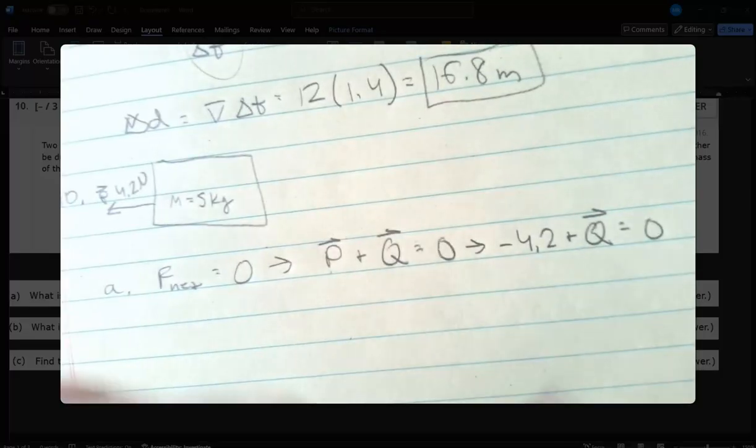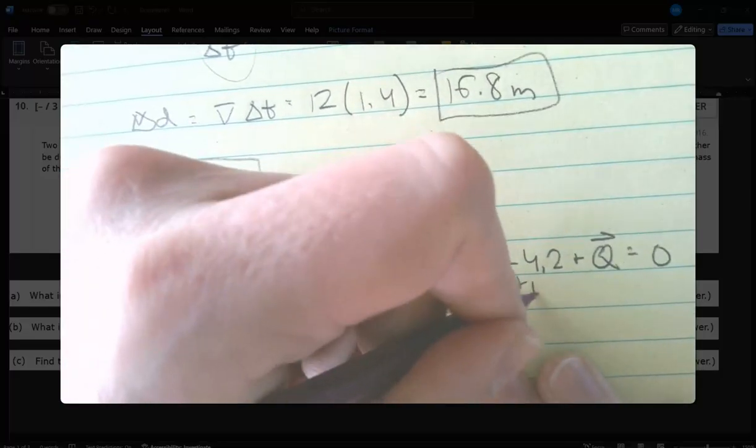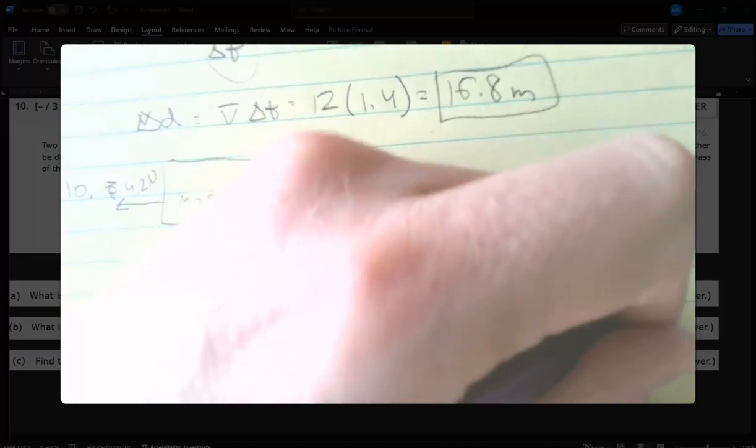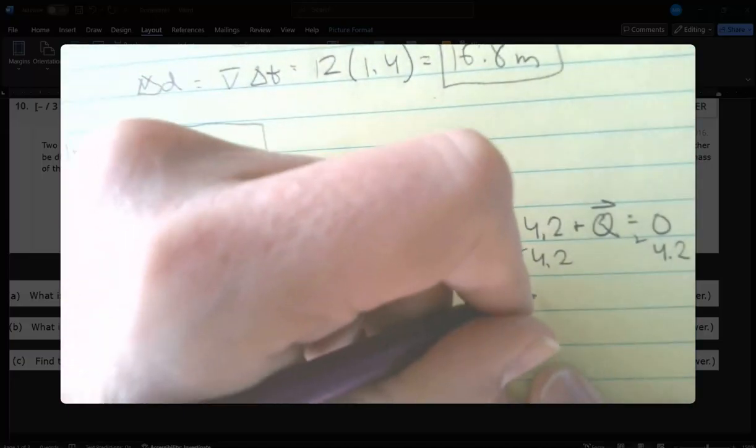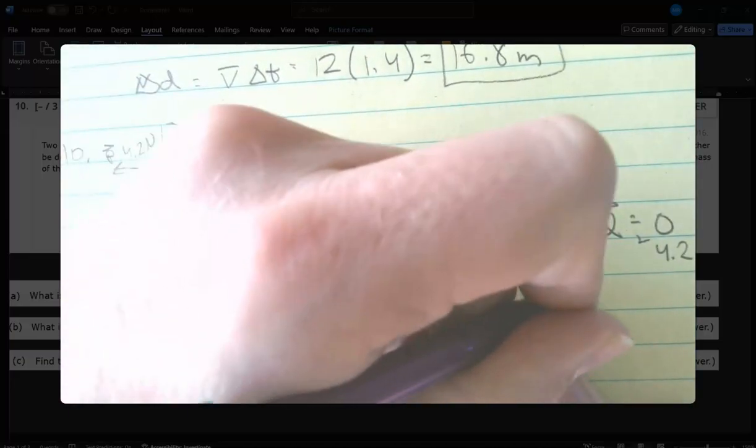To get Q by itself, this is just some algebra. You add 4.2 to each side, so you end up with Q equals 4.2, which is positive 4.2 newtons.